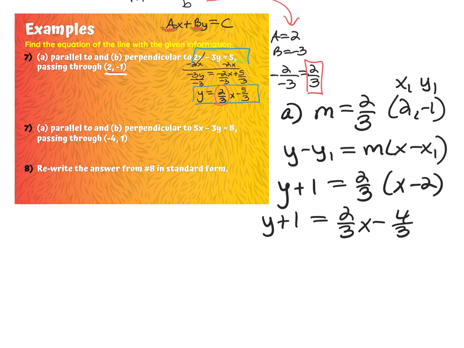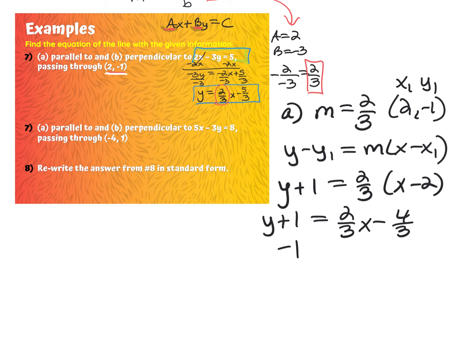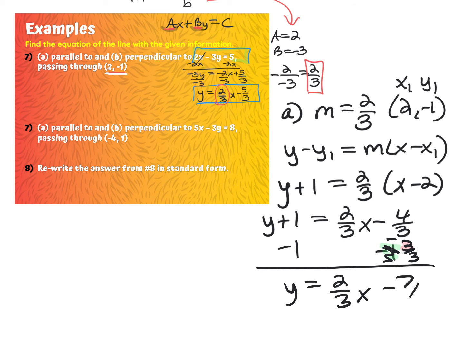-4/3. I now need to subtract the 1. I'm going to change my 1, and I'm going to make it 3/3, so then I can subtract here. So then now what I'm going to be getting is y equals 2/3 x minus 7/3. So this is the equation that's parallel to the first one.